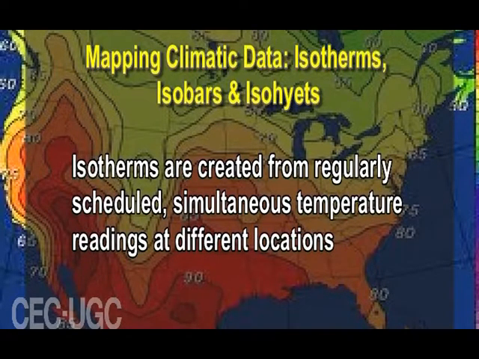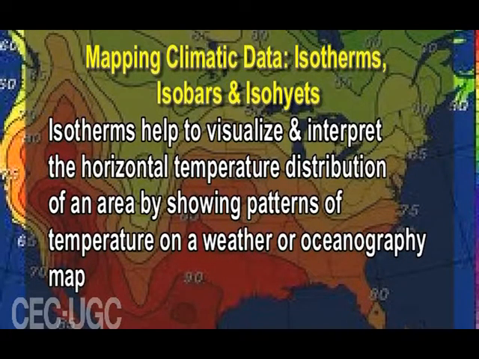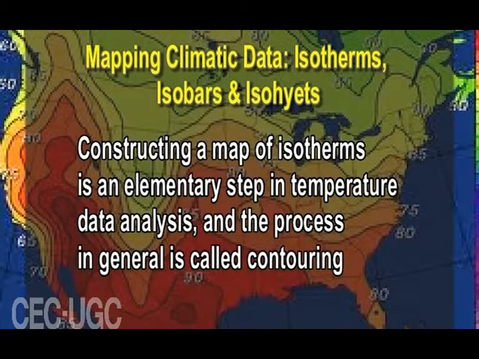Isotherms are created from regular scheduled simultaneous temperature readings at different locations. For a proper comparison between the observation places, the measured temperature values are corrected for each location as if it was located at sea level. Isotherms help to visualize and interpret the horizontal temperature distribution of an area by showing patterns of temperature on a weather or oceanography map. Constructing a map of isotherms is an elementary step in temperature data analysis, and the process in general is called contouring.